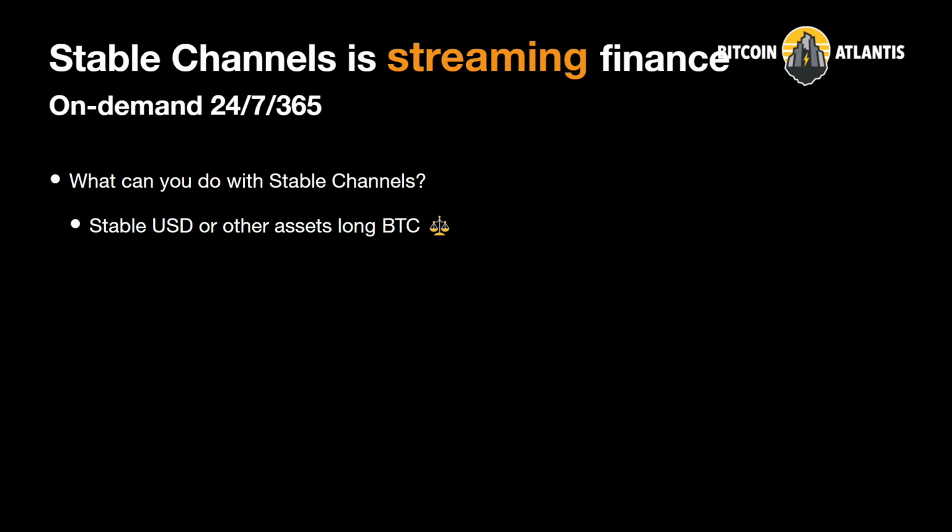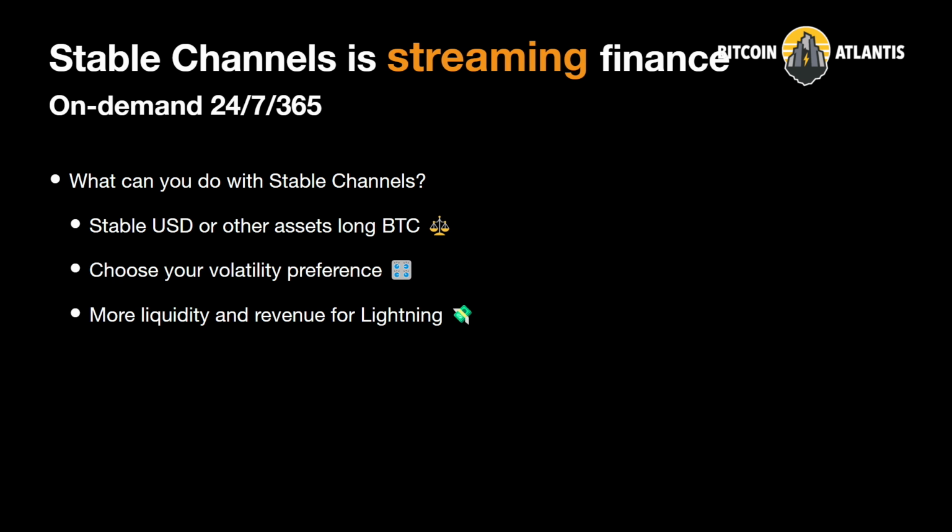What can you do with stable channels? You can do stable USD, stable Euros, stable other assets against long Bitcoin. You can choose your volatility preference. Some users may want to take a little bit of the Bitcoin upside, but not all of it, for example. We can have different types of structured products using Lightning.